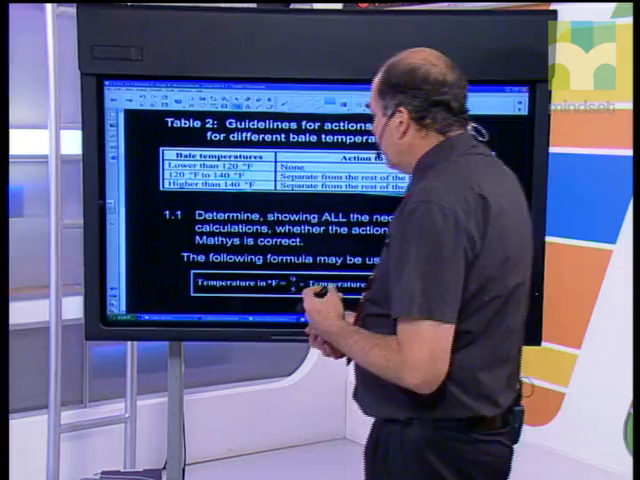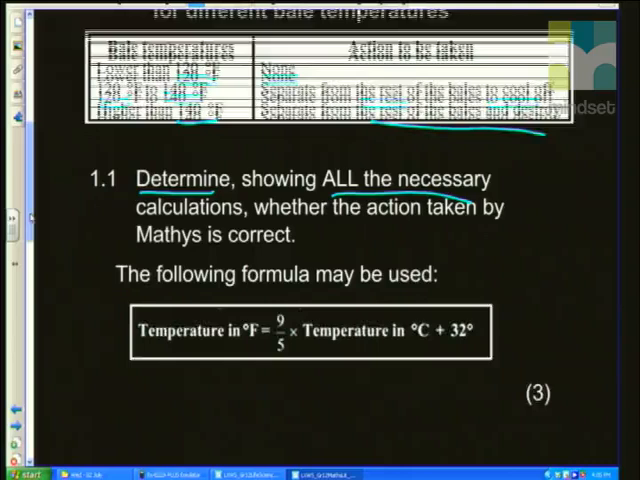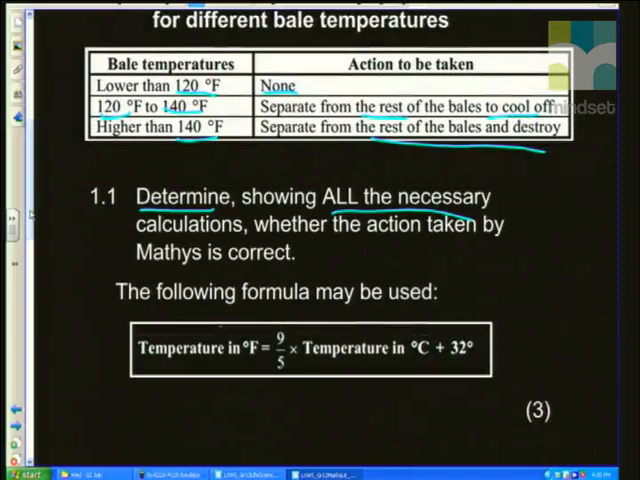And he needs to monitor his bales. He doesn't want an accident. He doesn't want to poison his cows and he doesn't want the hay to catch alight. So it says determine, showing all the necessary calculations. What does Matthias do? Oh, we've got a missing bit here. It tells us that Matthias actually goes and destroys one of the bales, and he measured the temperature. And what we've got to do is determine whether his actions were right.